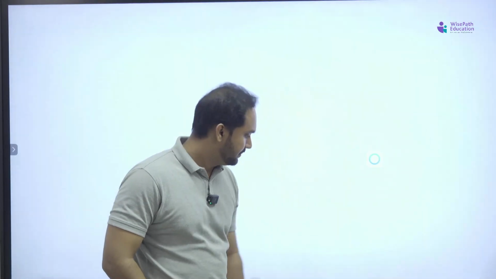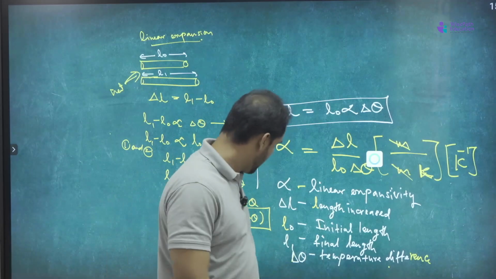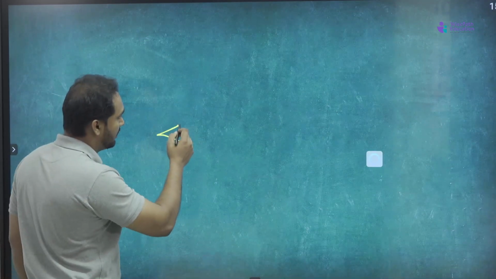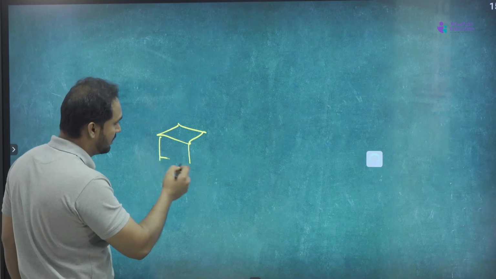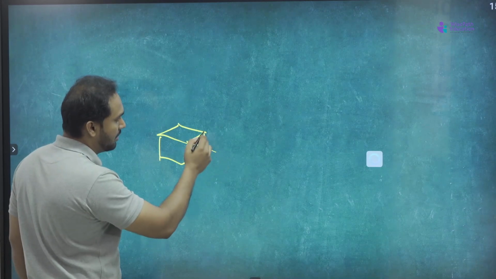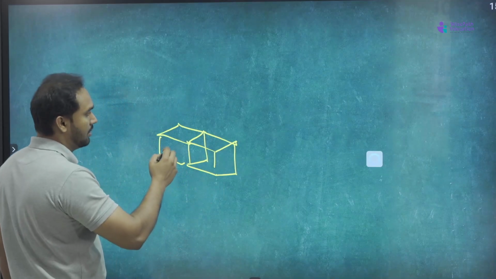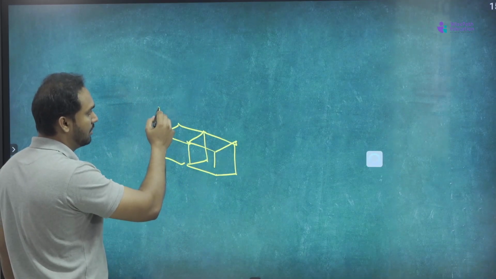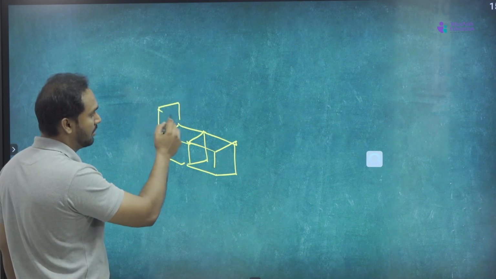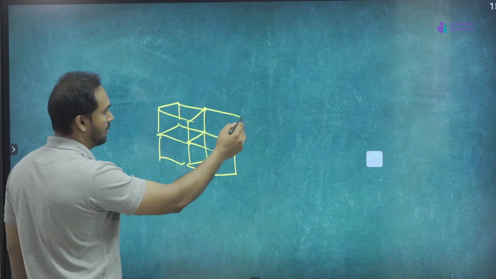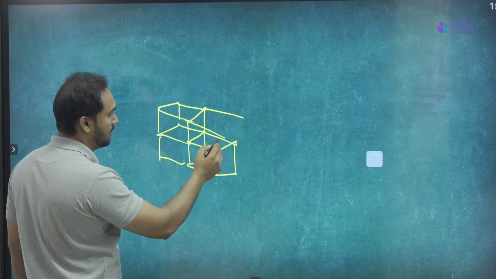Something like this. You put one cube like this and the other cube like this, and 2 of the other cubes like this.